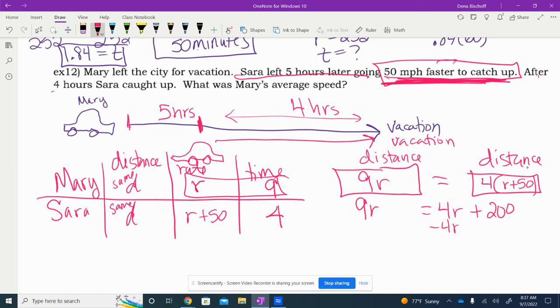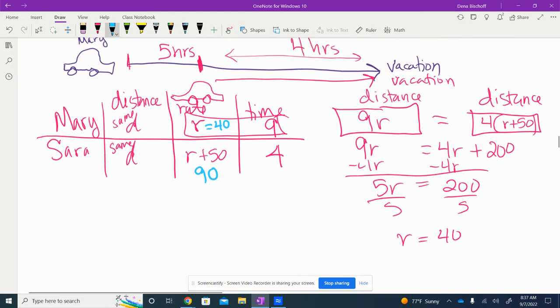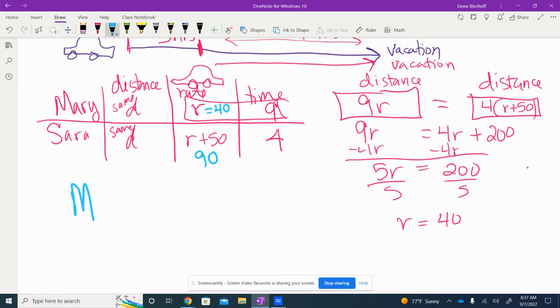Subtract 4r from both sides. 5r equals 200. Divide both sides by 5. So r equals 40. So Mary was putzing along at 40 miles per hour while Sarah was racing along at 90 miles per hour. So the question is, what was Mary's average speed?